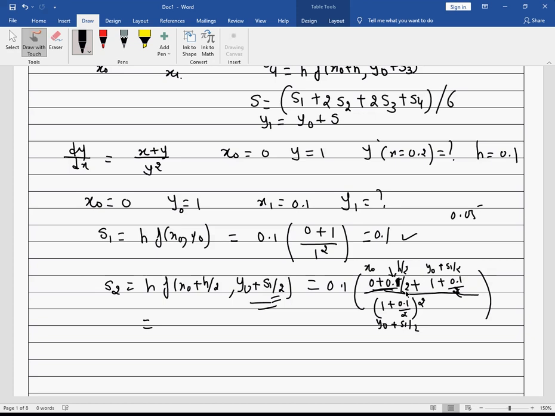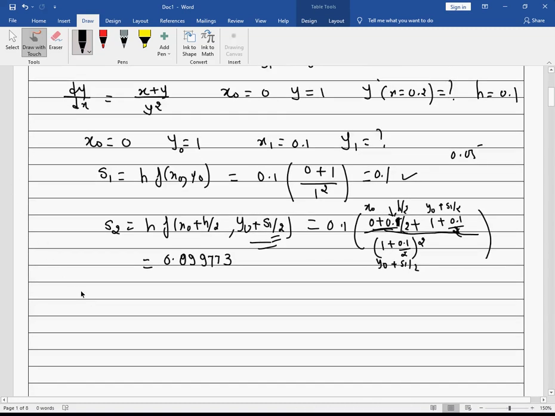Anybody else got the answer? Okay, so I got 0.09973. Okay, so this is the answer. So now I can write my x0 as 0.1. No, sorry, I am using RK4.